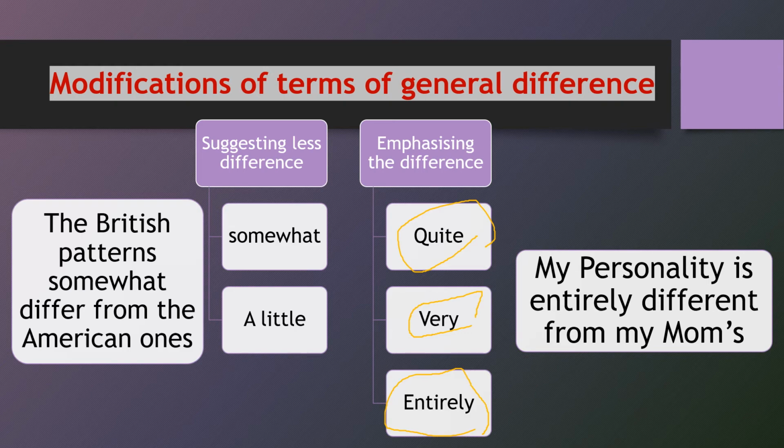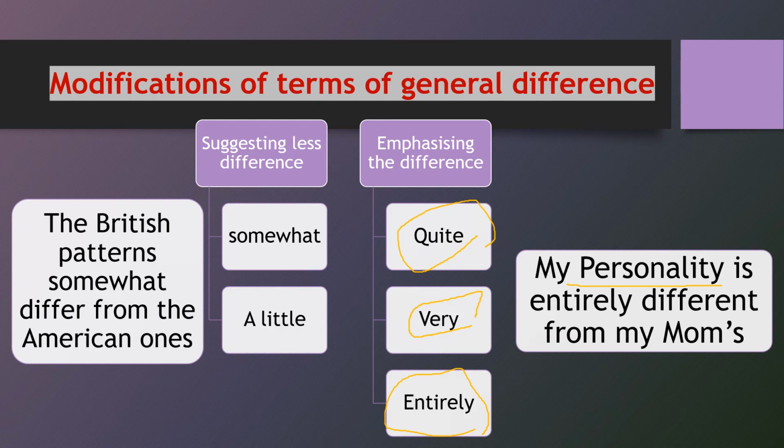So, my personality is entirely different from my mom's. Again, I didn't say my mom's personality. I don't need to mention personality again. So the word personality is mentioned only in the first place. Okay, my personality is quite different from my mom's personality. Or I can say, my personality is totally different from yours. Or my bag is very different from, or quite different from yours.